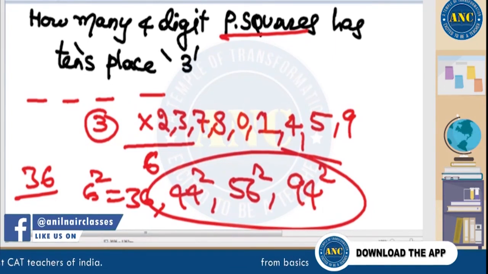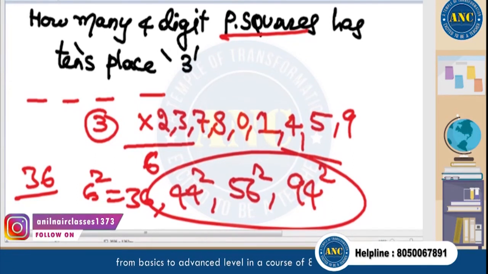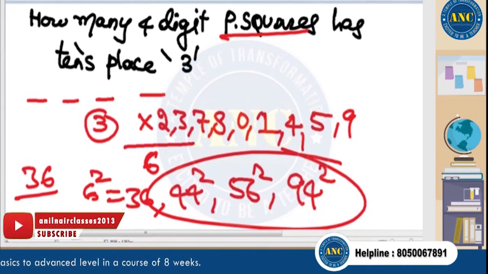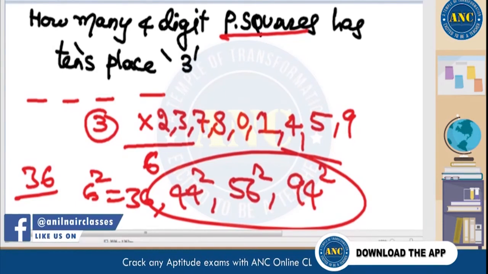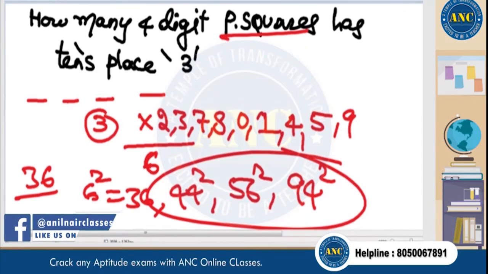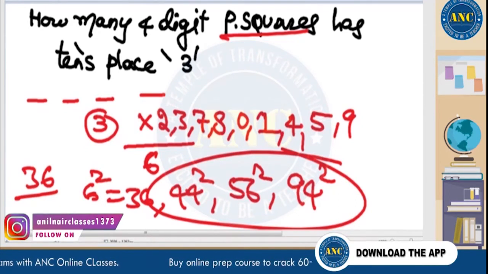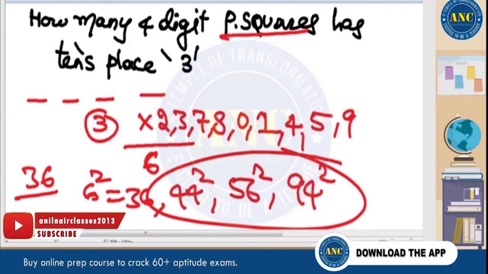Please write down, sir. How many 4-digit perfect squares have a tens place 3? A perfect square. What is the concept? We did not use it. Every line which I am saying in the class, I am using it in problems. We should use it in problems and maximize our score.